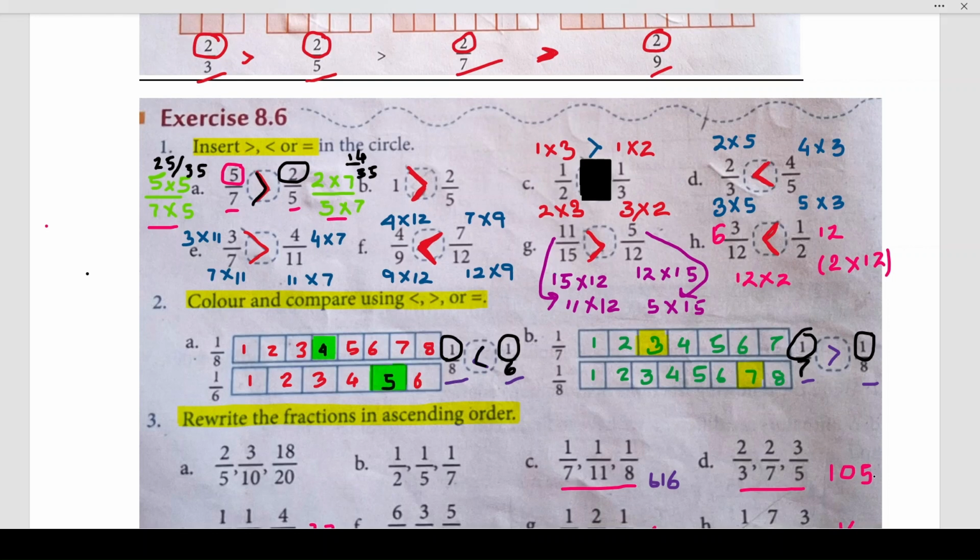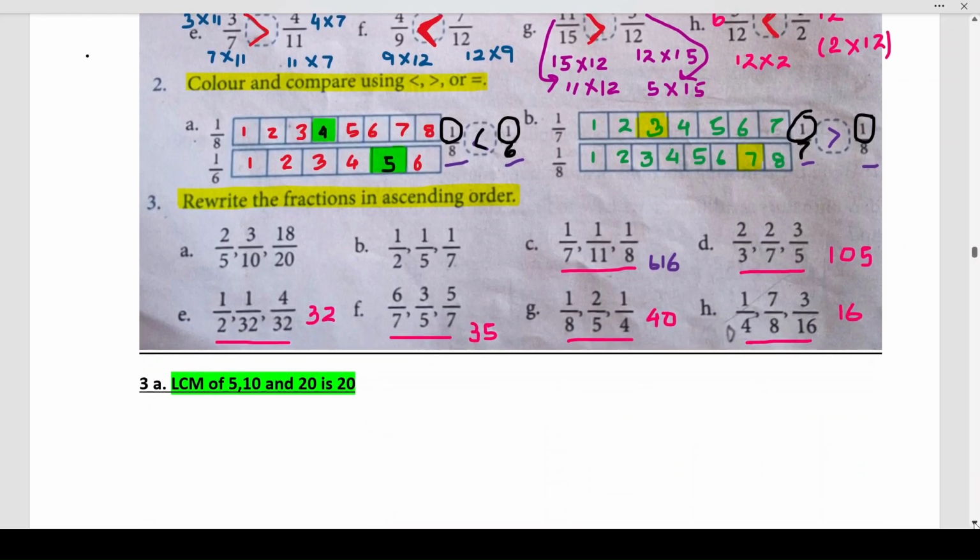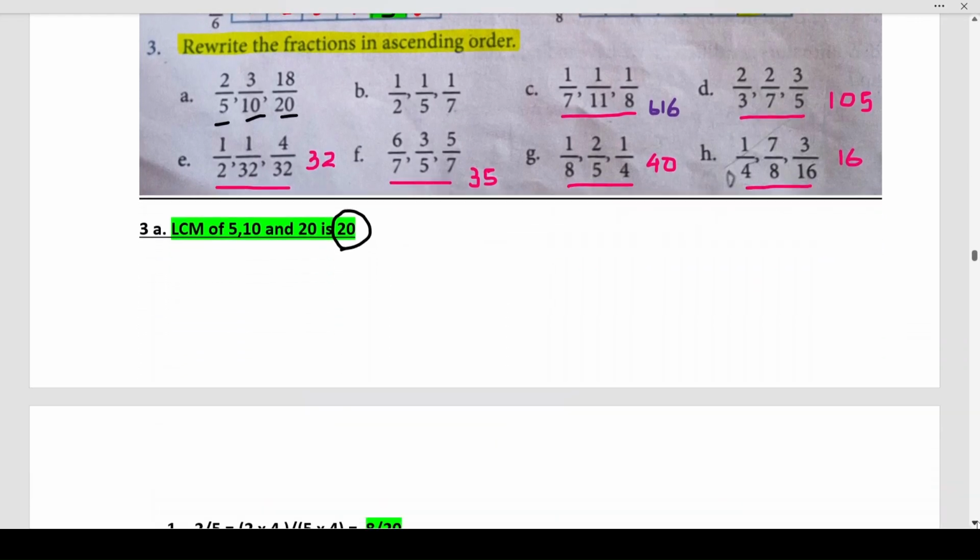Now, rewrite the fractions in ascending order. You have to write these fractions in ascending order. Now, these three fractions 2 by 5, 3 by 10 and 18 by 20 are unlike fractions. Why? Because the denominators 5, 10 and 20 are not same. We have to make them same. So what is the LCM of 5, 10 and 20? LCM of 5, 10 and 20 is 20. So we have to make all these three fractions with denominator 20. Now how is that done? I have shown it to you over here.